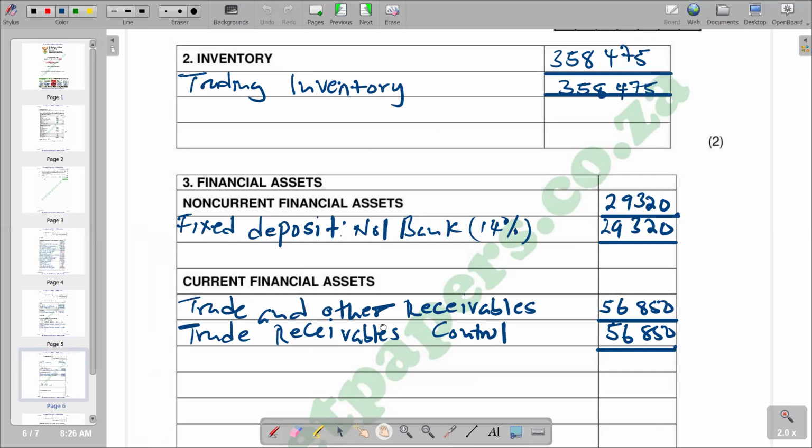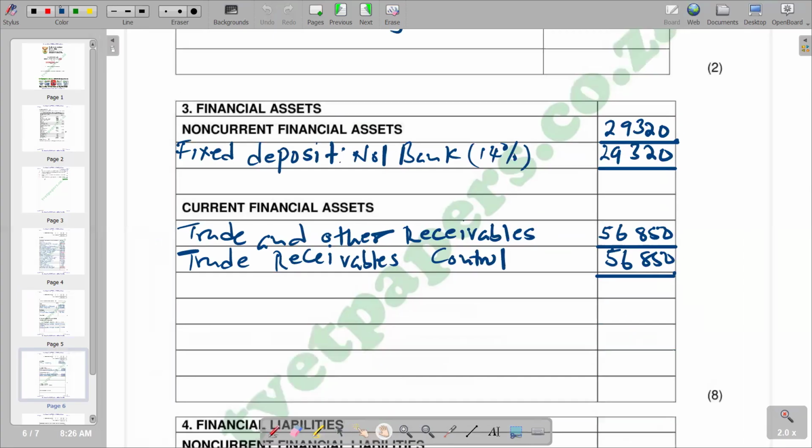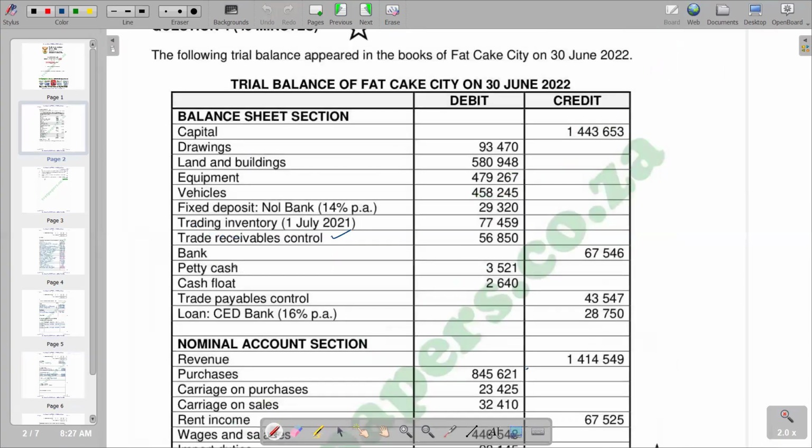So we have cash and cash equivalents. The total for cash and cash equivalents is supposed to come in. So we'll list the cash and cash equivalents that we have. For example, petty cash, and we've got the bank and cash float. They are all cash and cash equivalents that we can list beneath, and then the total comes in. So we check according to the balances that we are given.